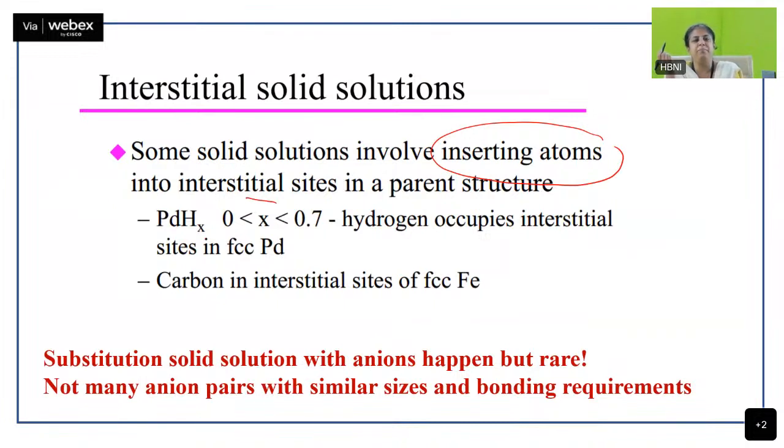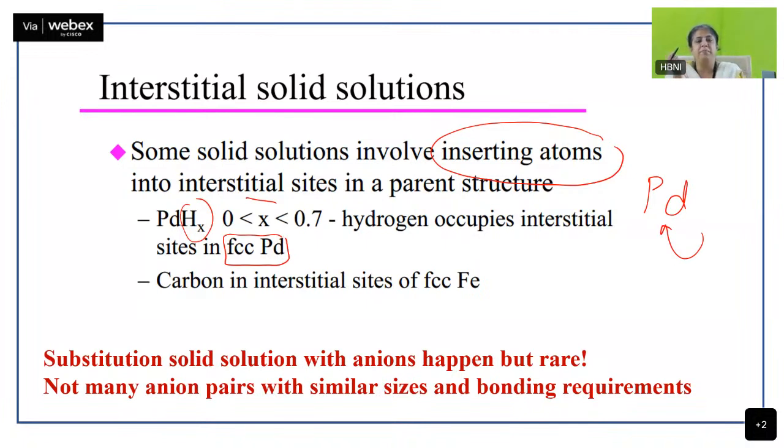A very common example is all of those who are chemists have been studying about the palladium hydrogen catalyst right from the beginning, used in many of the organic reactions and is a very good catalyst also for other kinds of things. So what happens is here your hydrogen breaks up into hydrogen atoms, and those hydrogen atoms go and sit into the interstitial sites of face centered palladium.